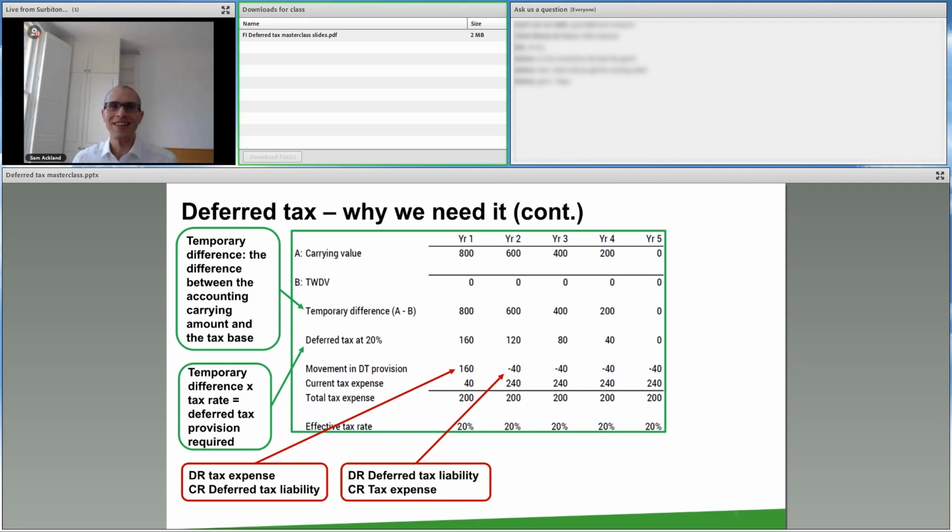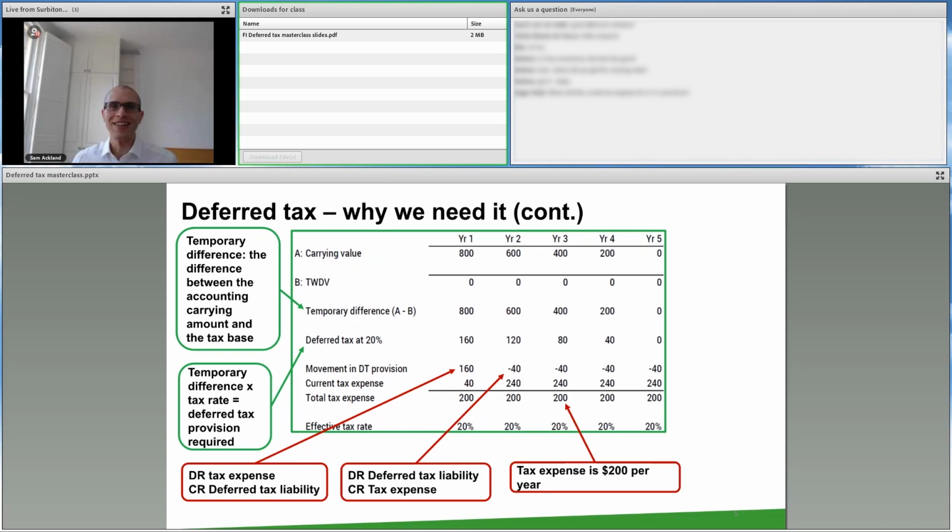Okay, so we reduce our deferred tax liability in year 2. You can see that has the effect in year 2 of taking my current tax expense of 240 and reducing it by 40. And again, it means that my total tax expense in year 2 is 200. And you can see the total tax expense is 200 in each year.